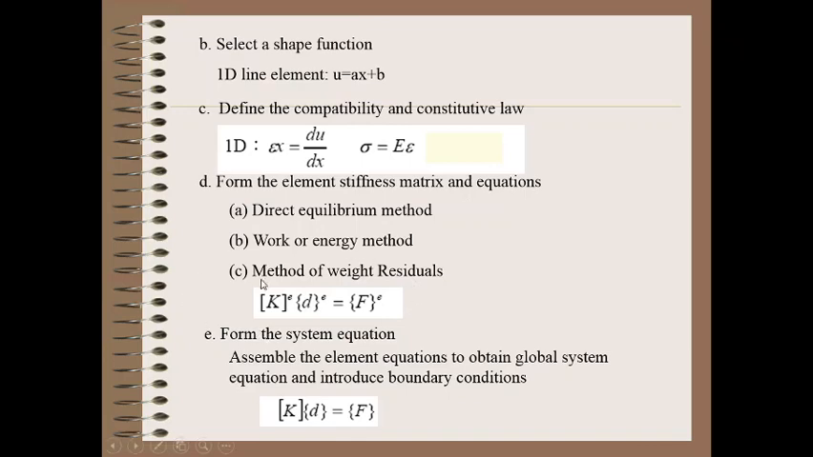Next is to form the system equation, that is, assemble the element equations to obtain the global system equation and introduce boundary conditions. In discretization, we divide the part into elements, number the nodes, and name the elements. After that, separate equations are formed, and at last we assemble all the equations and solve the problem. Considering the boundary conditions, we can solve the problem further and give the solution clearly.